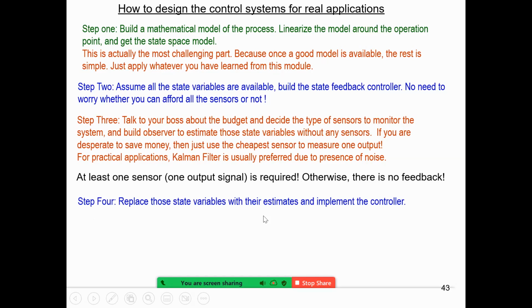Then step 4, you replace those state variables with their estimates and implement the controller. You need to build an observer to estimate all the state variables.